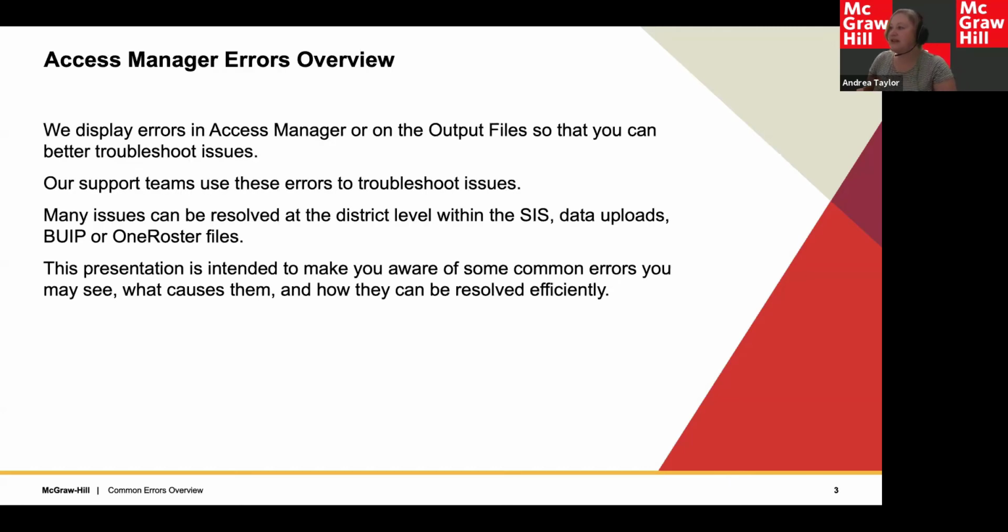All right, so let's get into it. We display errors in Access Manager or on the output files so that you can better troubleshoot issues. Our support teams use these errors to troubleshoot issues, but many of them can be resolved at the district level. It's usually within your SIS, your Student Information System, data uploads, sometimes in the BUIP or OneRoster files themselves. So this presentation is really intended to make you aware of some common errors that you might see, what causes them, and then how they can be resolved efficiently.